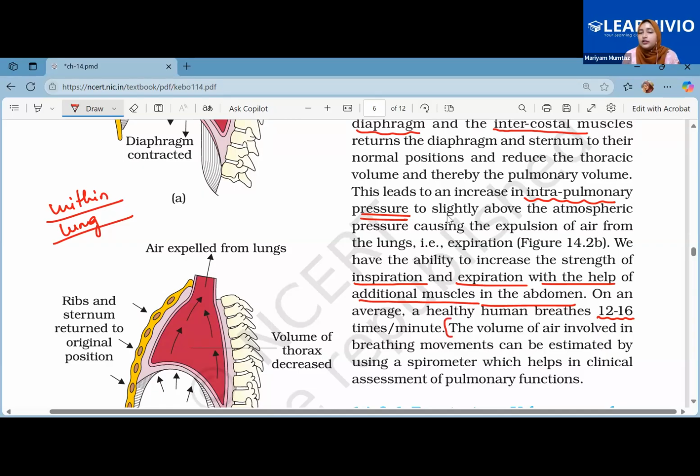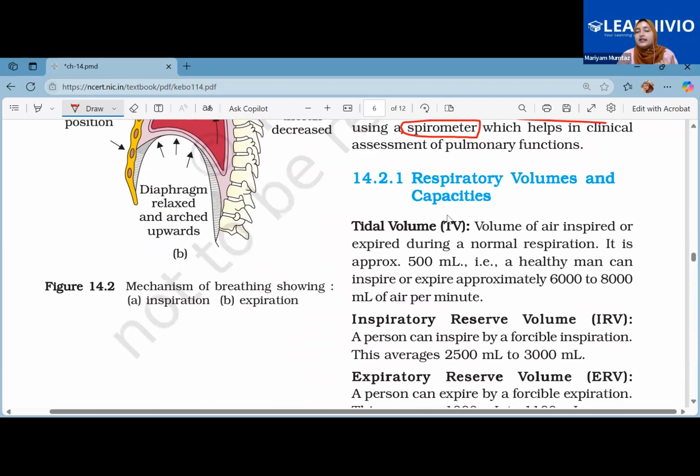Now, the volume or the amount of air involved in the breathing movements can also be estimated by using a spirometer. Spirometer is a device that you can use to find out the different volumes. Just like now we have to find out the respiratory volumes and the capacities. When we talk about respiratory volumes, it is the amount of air in terms of milliliters. Volume means that only. Whereas the capacities are the combination of volumes. When you add some volumes together, you get capacities.